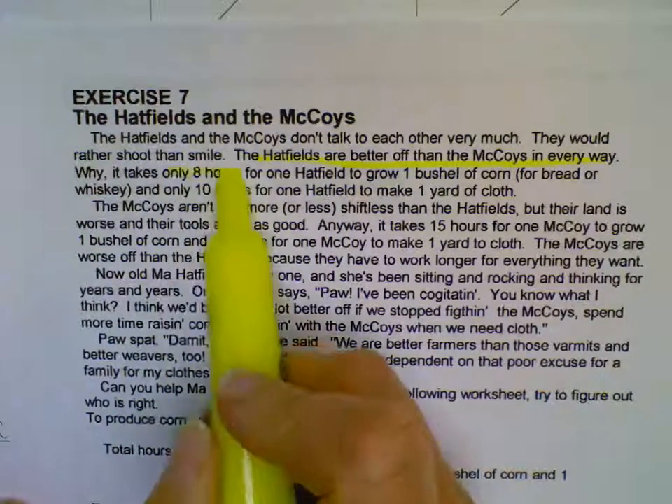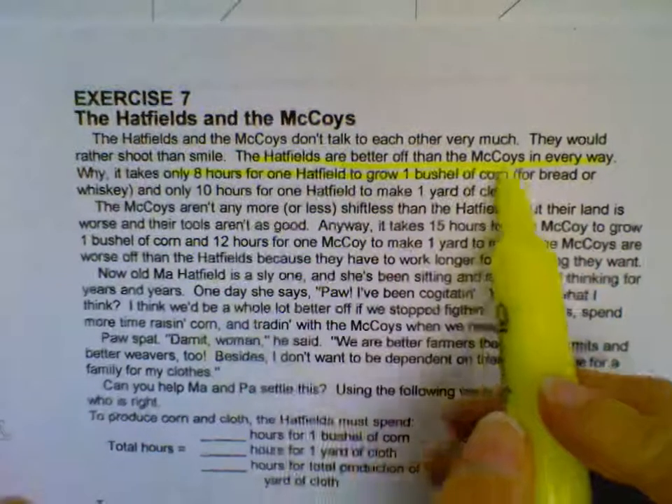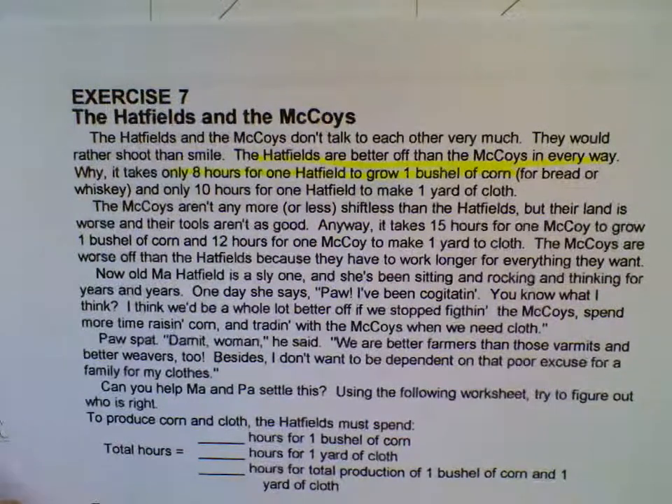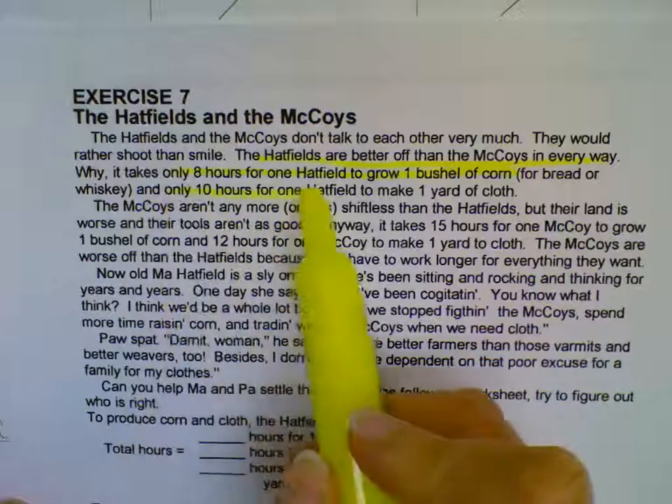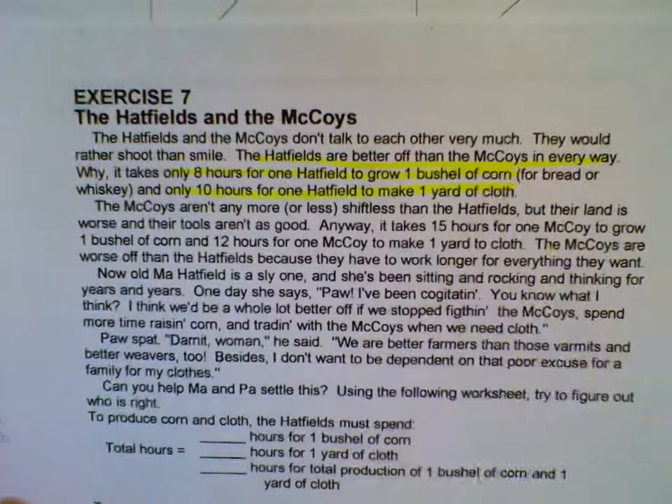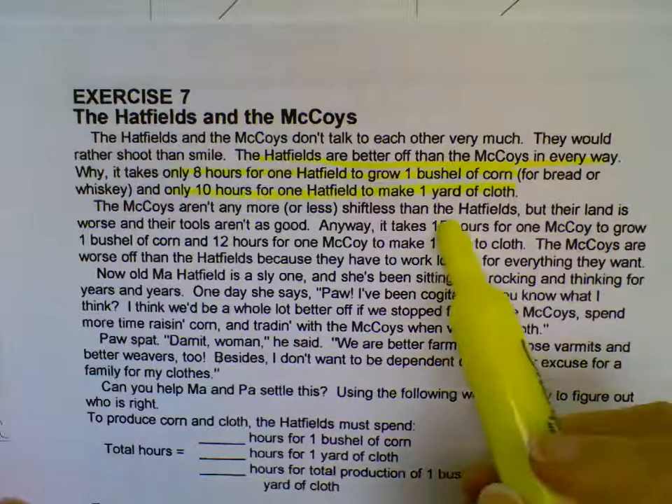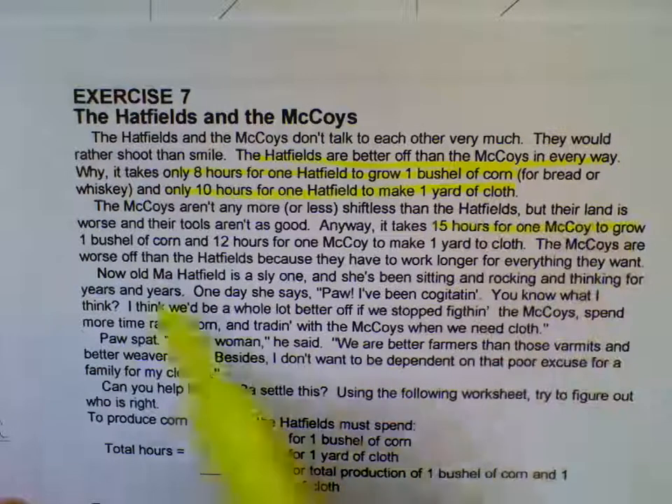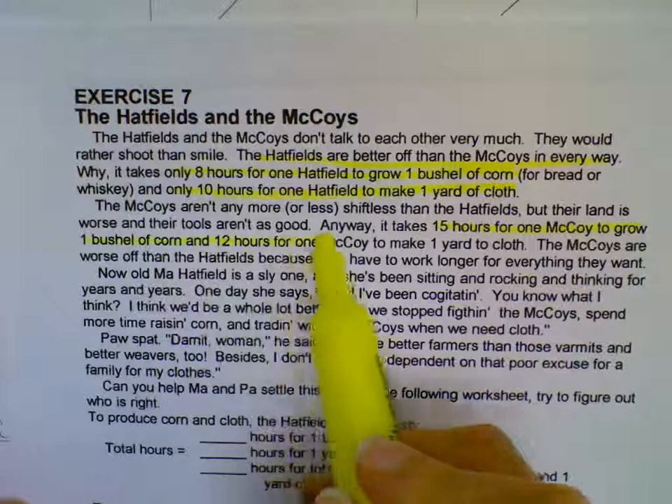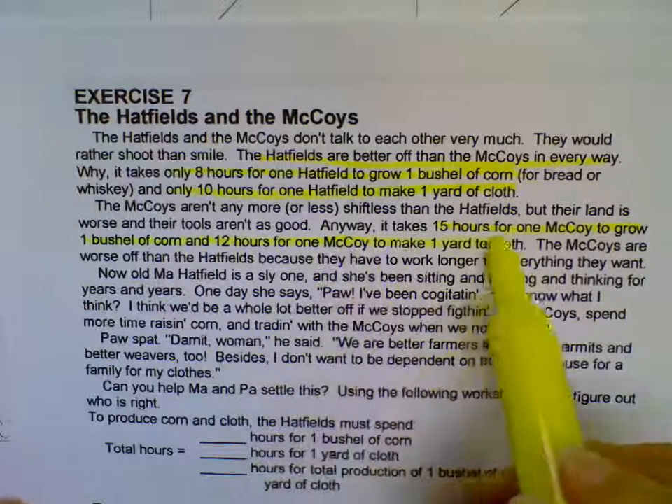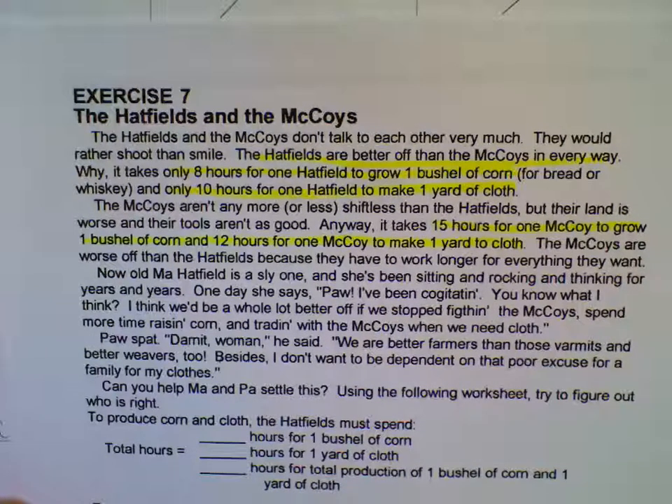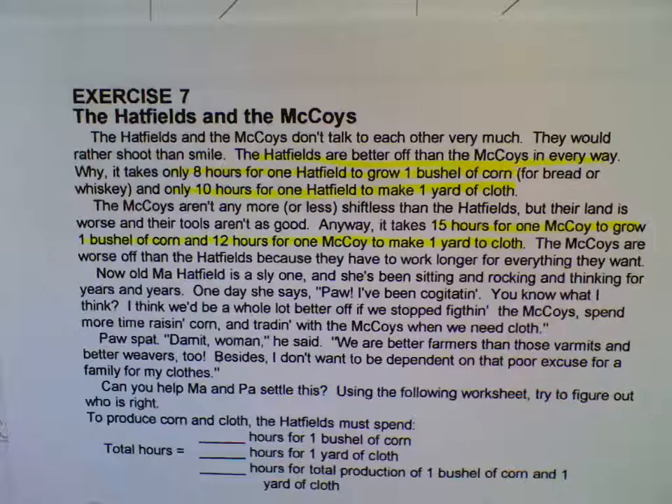It takes only 8 hours for the Hatfields to grow 1 bushel of corn for bread or whiskey, and only 10 hours for the Hatfields to make 1 yard of cloth. The McCoys aren't any more or less shiftless than the Hatfields, but their land is worse and their tools aren't as good. So it takes 15 hours for 1 McCoy to grow 1 bushel of corn and 14 hours for 1 McCoy to make 1 yard of cloth. So the McCoys are worse off than the Hatfields because they have to work longer for everything that they want.